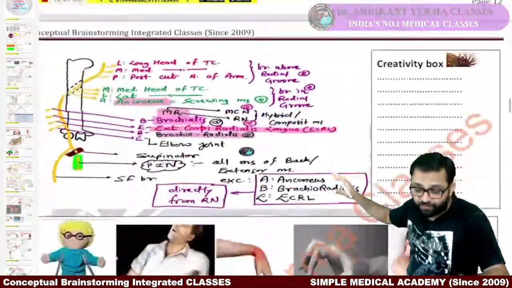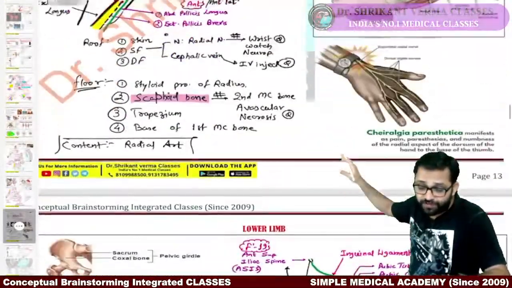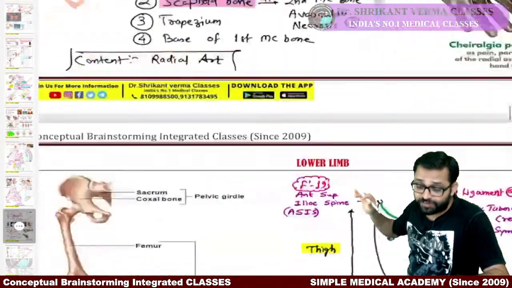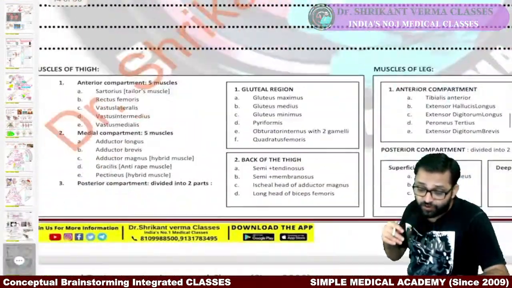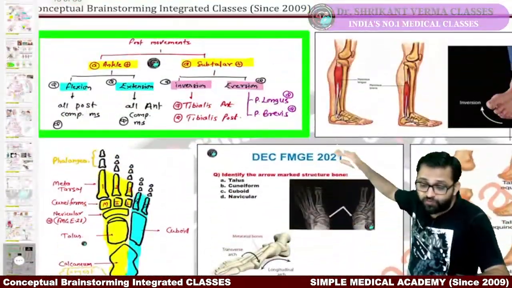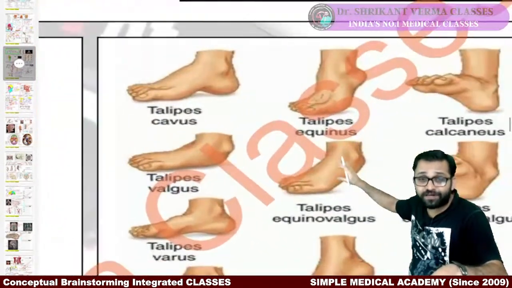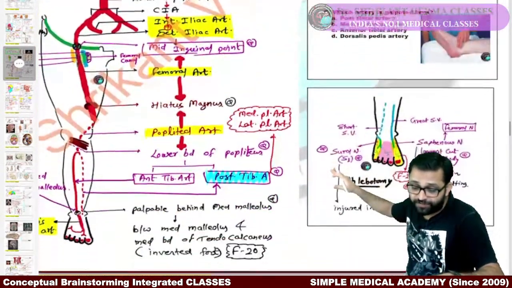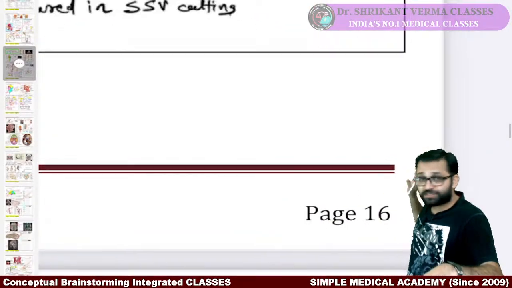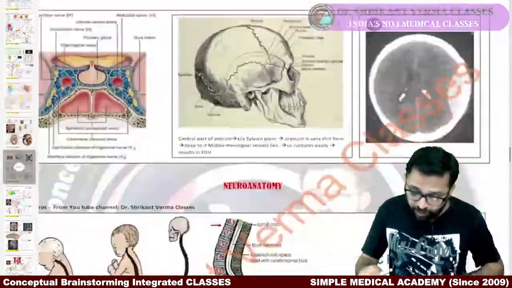Then we discussed our lower limb, radial nerve injury also we talked about, and this was the point from where a question had been directly asked, from the anatomical snuffbox. Okay, and this was our lower limb part, and a question was asked from the arches of the foot topic from the rapid revision of anatomy. Okay, see here, you can follow page number 16. Fine. And then we are looking at our abdomen topic.